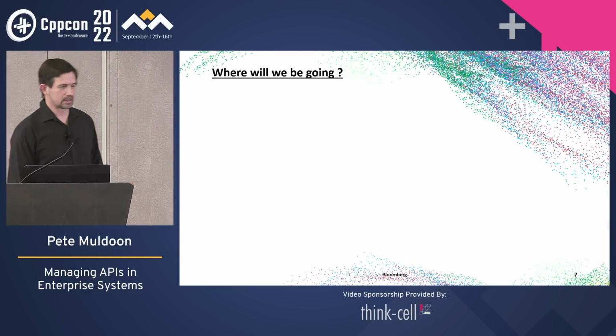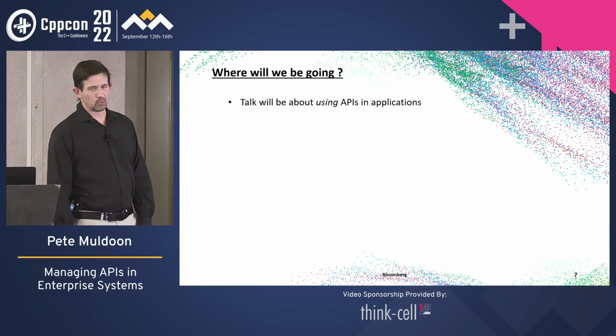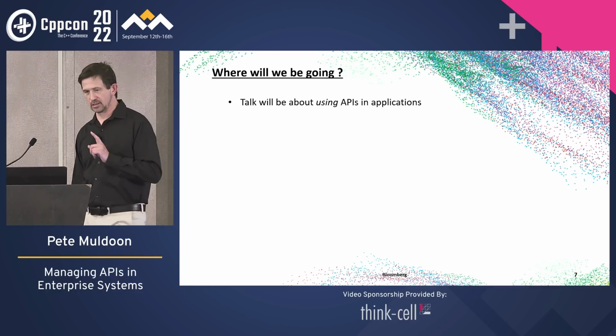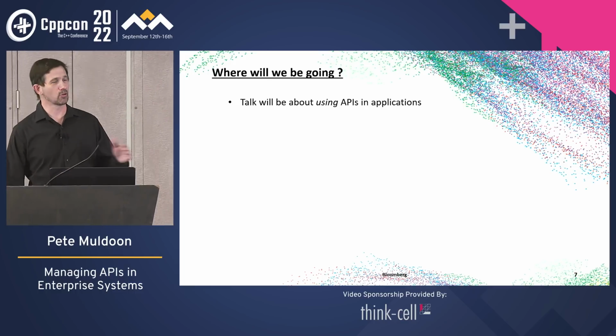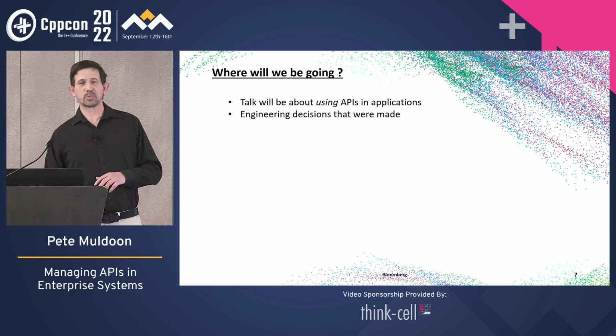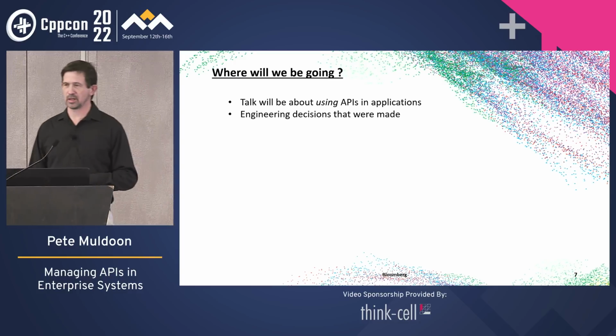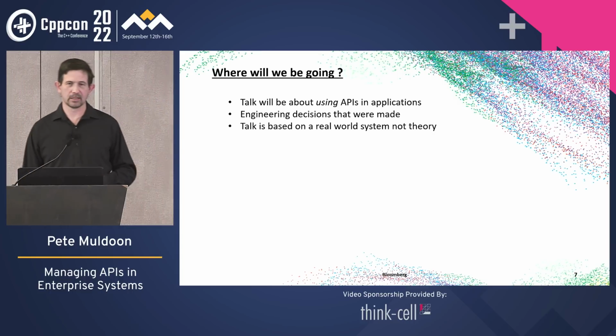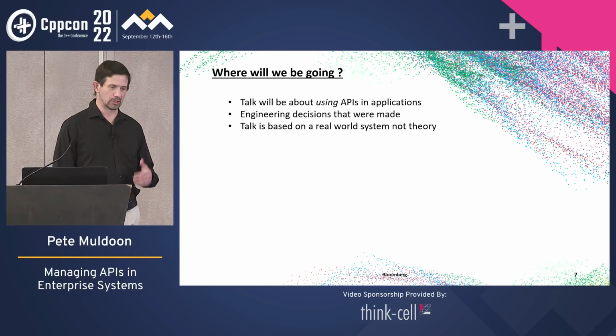So where will we be going with this talk? Well, this talk will be about using APIs in your application. Not about writing APIs. There's lots of stuff out there, and we'll talk about that. It's based on a real-world system, and I'm going to talk about the engineering decisions that were made. So this is not theory. This is about a real-world system.